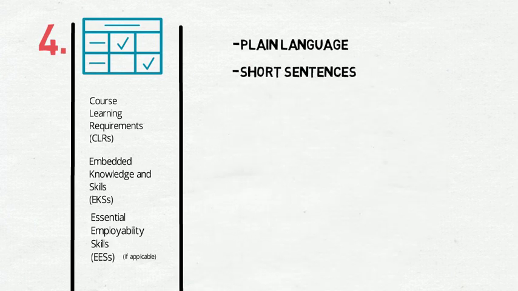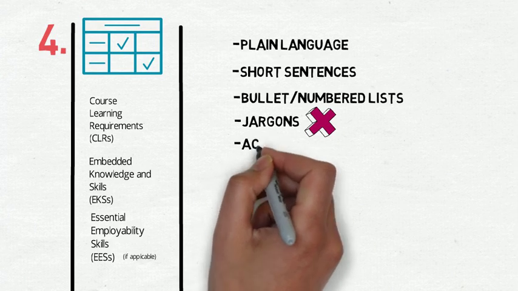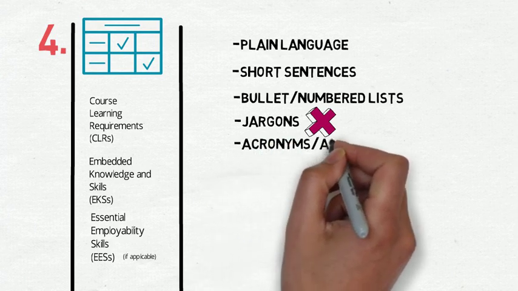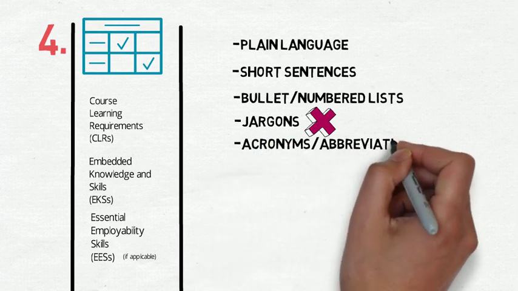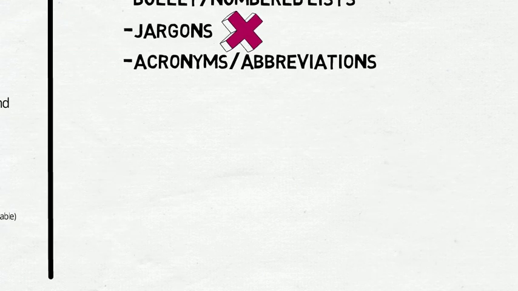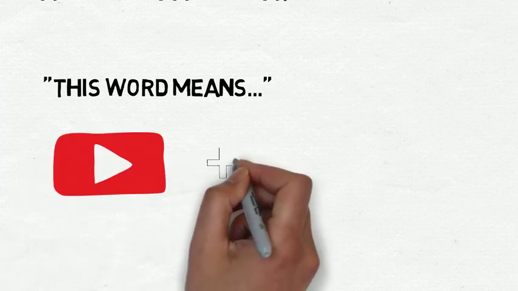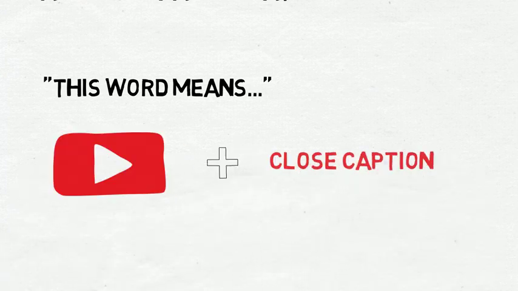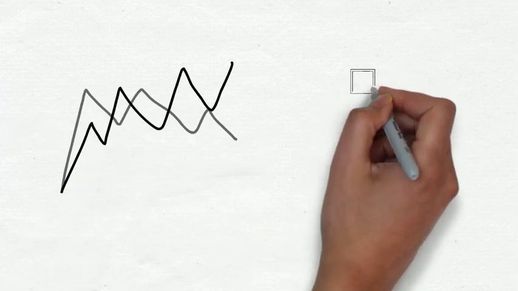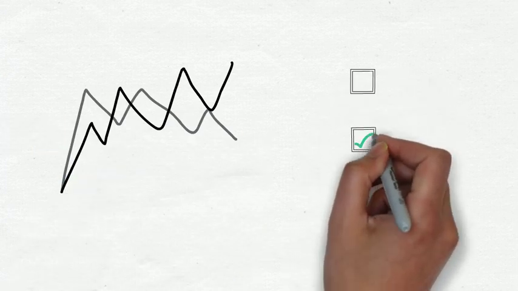Use short sentences, bullet or numbered lists, avoid jargon, and determine the appropriate acronyms or abbreviations based on your knowledge of your students. It is also helpful to clarify vocabulary and remove other language barriers by using multimedia, such as closed caption videos, graphics, and checklists, etc., to present instructions.